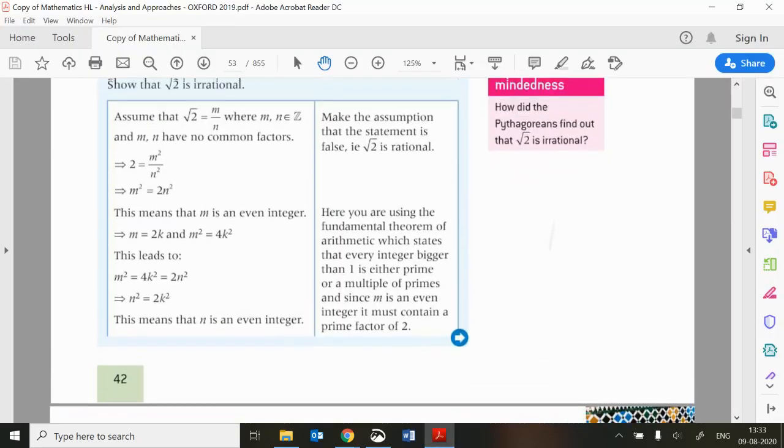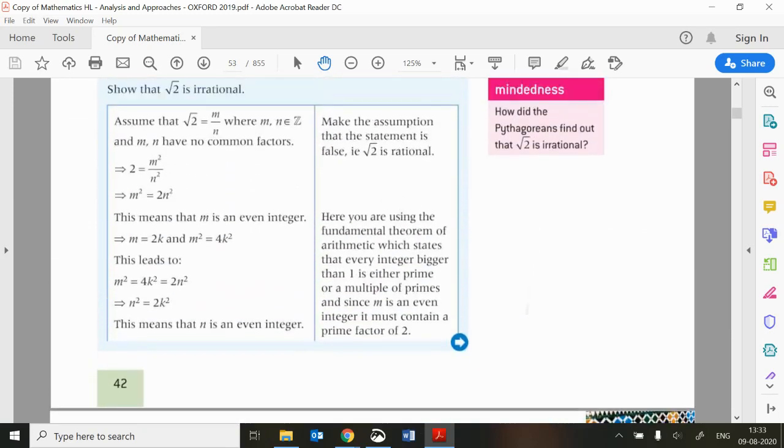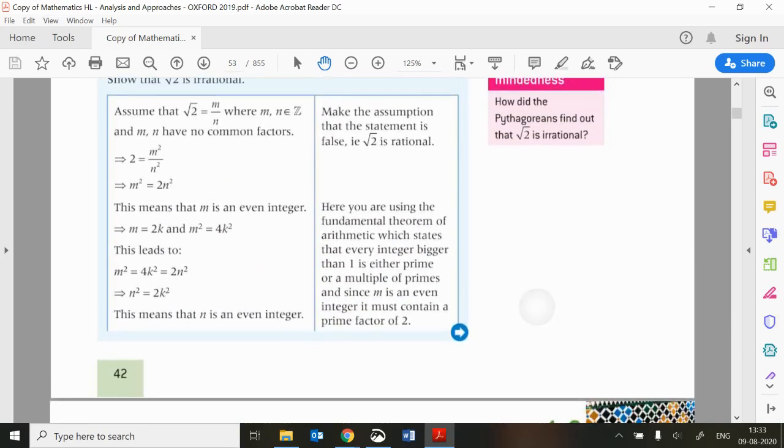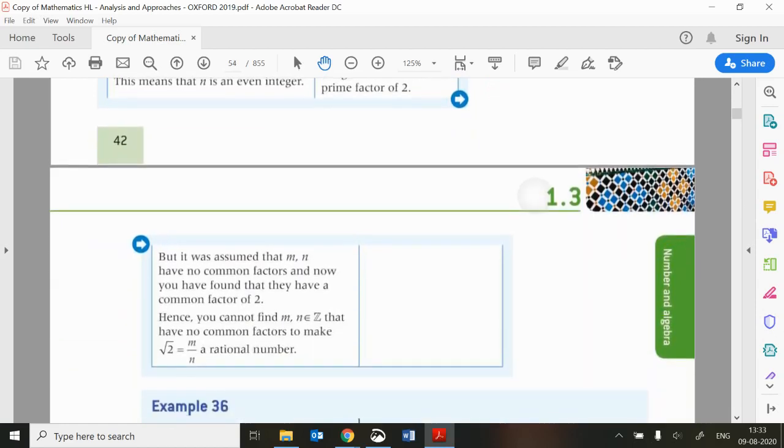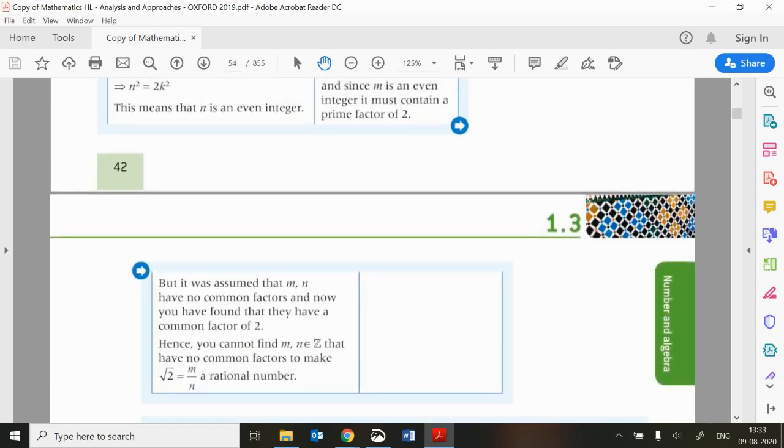Let's just have a look at, it's worth having a look at the version in the book as well. And you can see that they've followed the same steps as me. Just at the end, let's just see what they've written. Here we go. They said, but it was assumed that M and N, I used A and B, have no common factors, and now you have found that they have a common factor of 2. Hence, you cannot find M, N belonging to Z that have no common factors to make the square root of 2 equal to a rational number. Okay, so there's a little statement which is required on the end to show that you've understood what you've done.